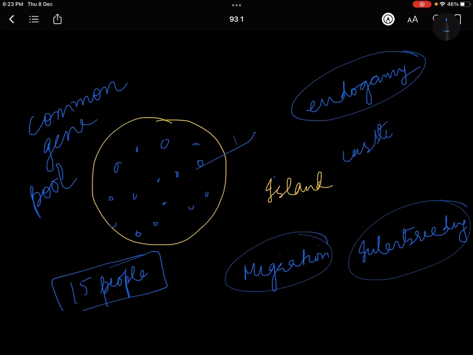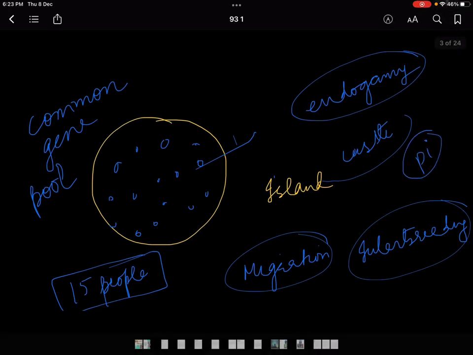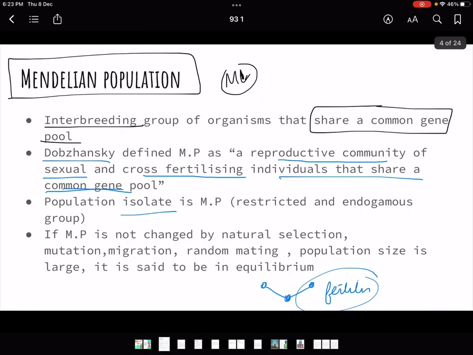So it is also a way to restrict the reproductive activities, right? When you are strictly interbreeding amongst a group, you can call it a population isolate, ठीक है? Whatever interbreeding is happening, it is happening only in that restricted and endogamous group. So that is what the Mendelian population is all about, ठीक है?